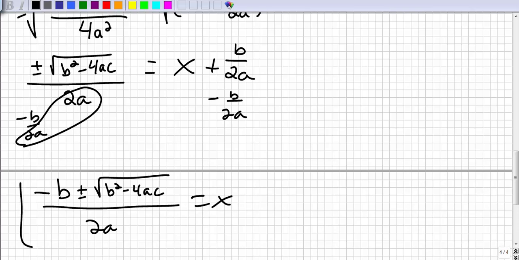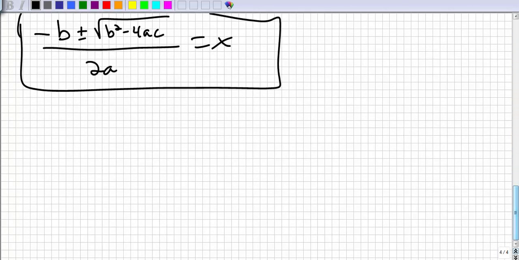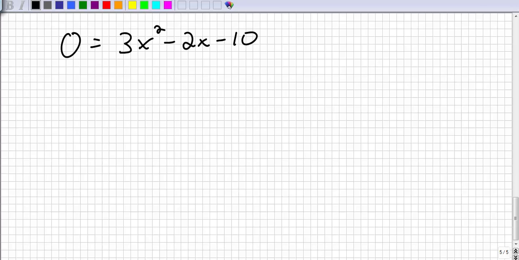And there we have the quadratic formula. So what that means is when you have any quadratic equation, you can plug in the a, b, and c into the formula, and it will tell you what x is. So let's practice one of these. Let's say I had the equation 0 equals 3x squared minus 2x minus 10.